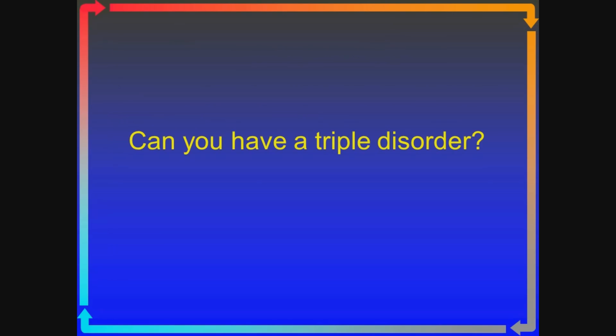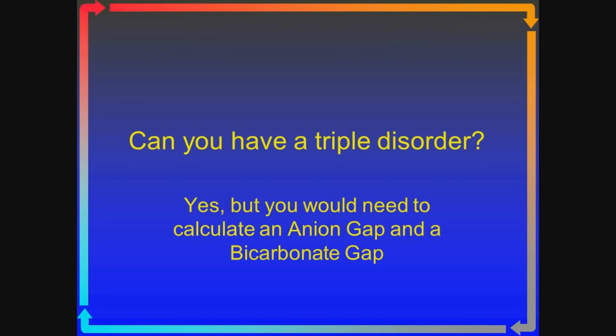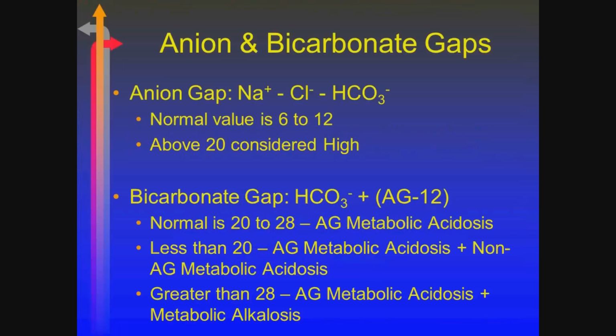Can you have a triple disorder? Why not? Yeah, throw it in there. Yeah, you can. But for this one, we need to calculate something called the anion gap. We've talked about the anion gap before, right? Mm-hmm. And something called the bicarbonate gap, which I know we haven't. Anion gap is just basically your sodium less your chloride less your bicarbonate. Normal value, 6 to 12. Above 20, we start to consider that abnormal.